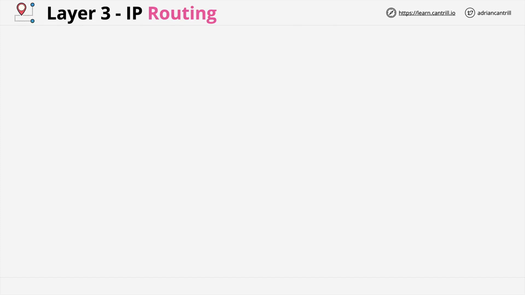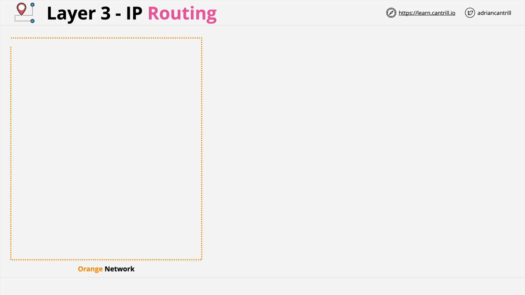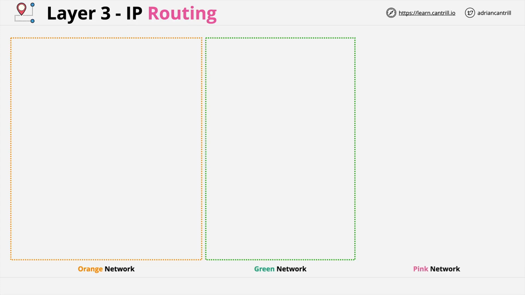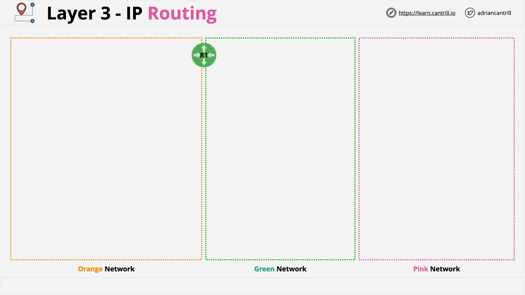In this example, we have 3 different networks. We've got the orange network on the left, the green network in the middle, and finally the pink network on the right. Now between these networks are some routers. Between the orange and green networks is router 1, known as R1, and between the green and pink networks is router 2, known as R2.